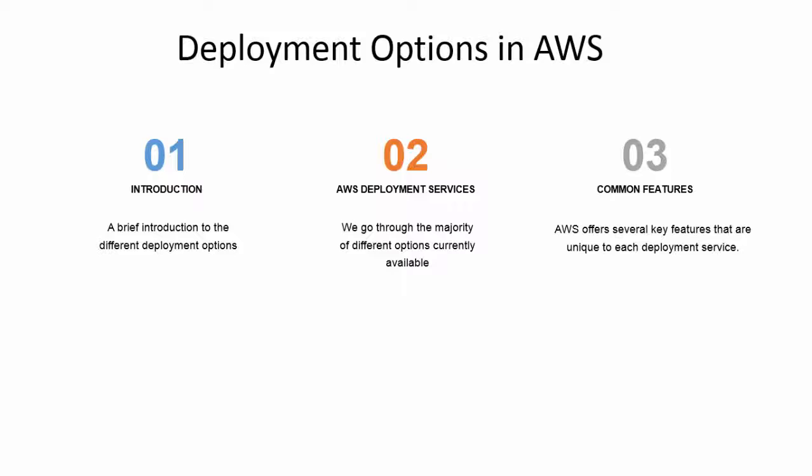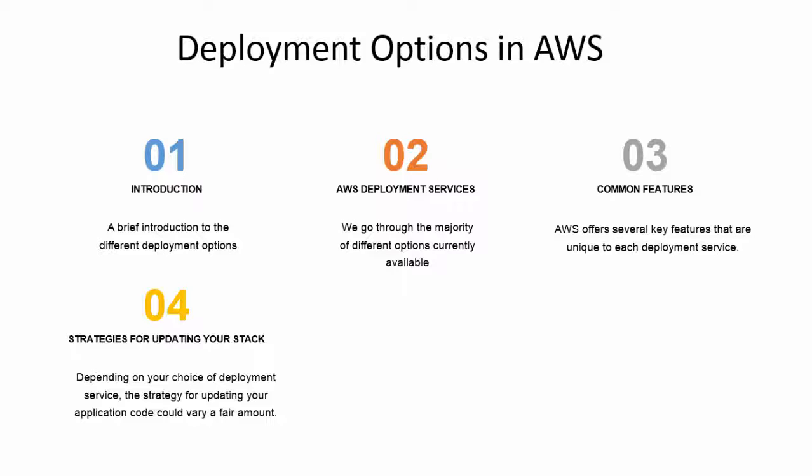In section 3, we'll look at some of the common features. And AWS offers several key features that are unique to each deployment service. However, there are some characteristics that are common to these services, and each feature can influence service adoption in its own different way. So I'm going to take you through all of those different scenarios.